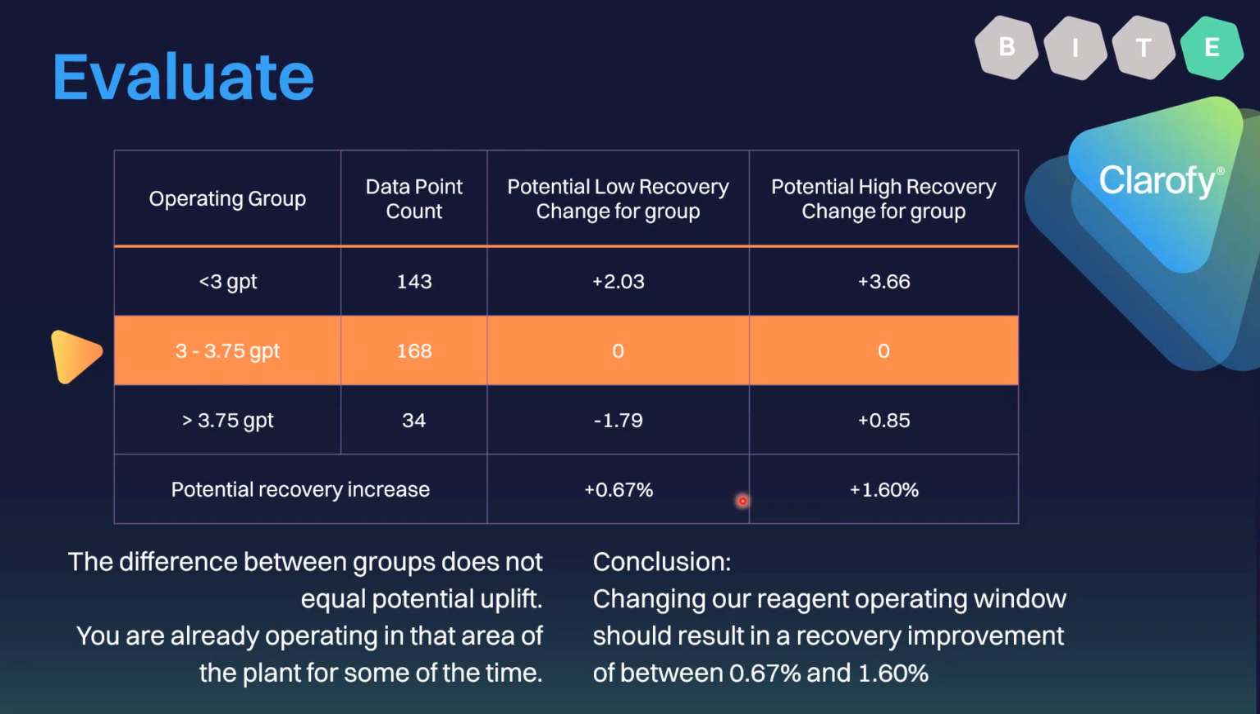However, it needed to be tested. So that's what, in the actual situation, we did next. So as I said, the difference between groups doesn't equal potential uplift. That was a calculation that we just did over here. And our conclusion was changing our reagent operating window should result in this recovery improvement. I guess another thing to be aware of is similar to getting something that you weren't expecting out of your t-test or your testing stage. We want to be realistic about our ability to control the plant to meet our recommendations.